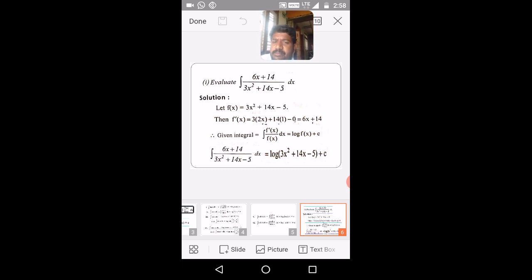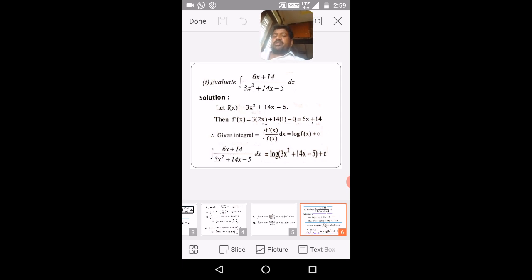Okay, for example, take one question here. Evaluate the integral of (6x plus 14) by (3x square plus 14x minus 5) dx. Of course it is in the form of numerator by denominator. So meanwhile you may check whether it is in the form of f dash x by f of x or not. If it is in that form, you may directly write the answer using that standard result. So your denominator is 3x square plus 14x minus 5, so it is f of x.